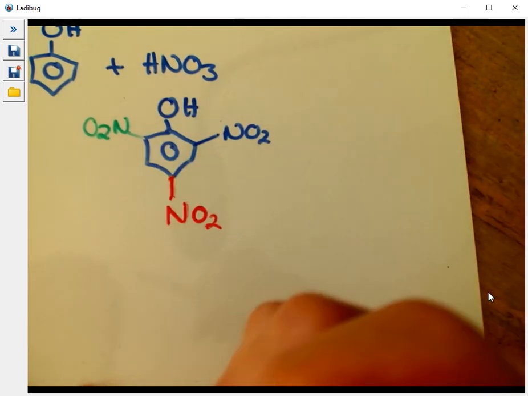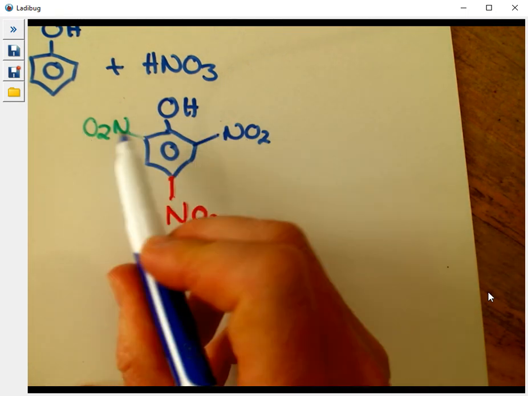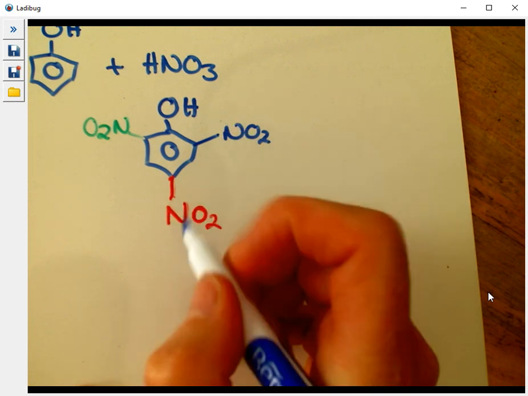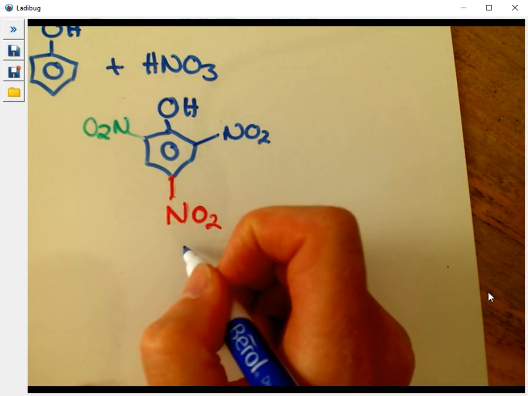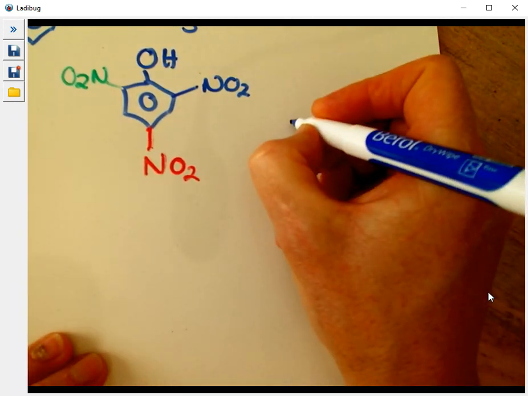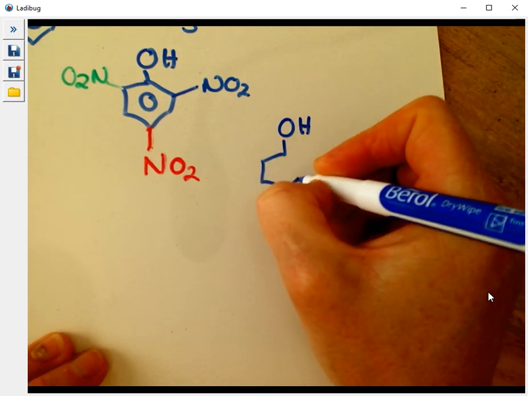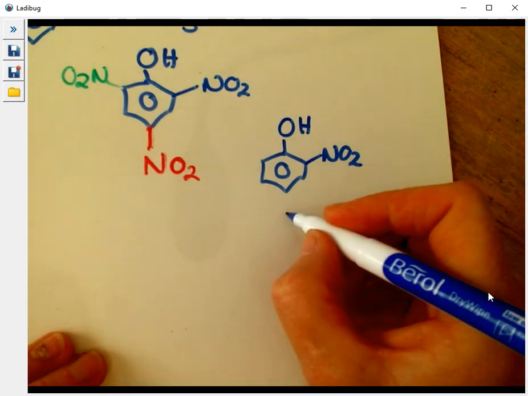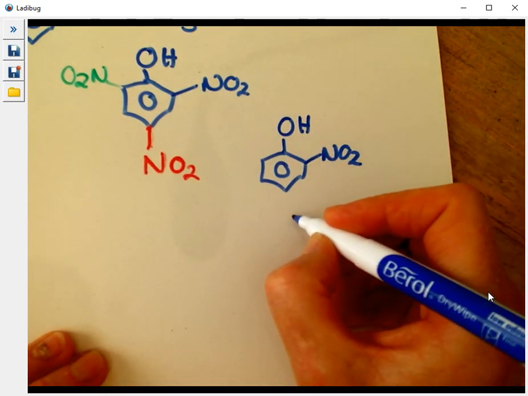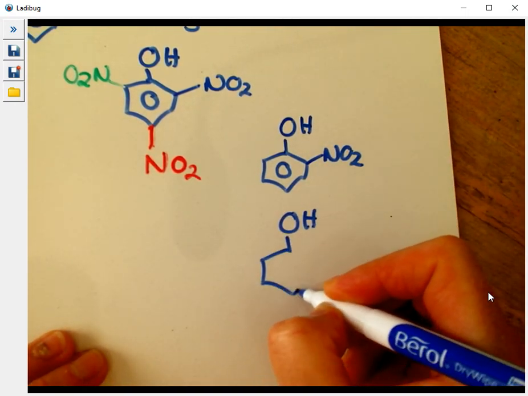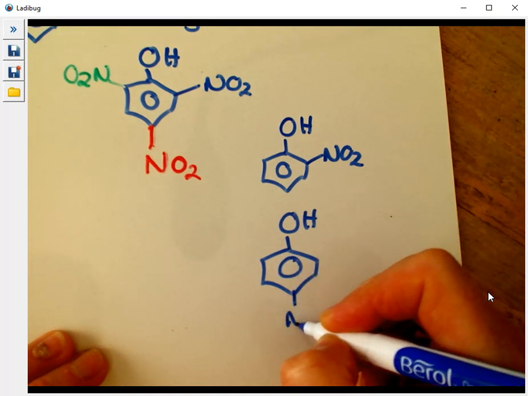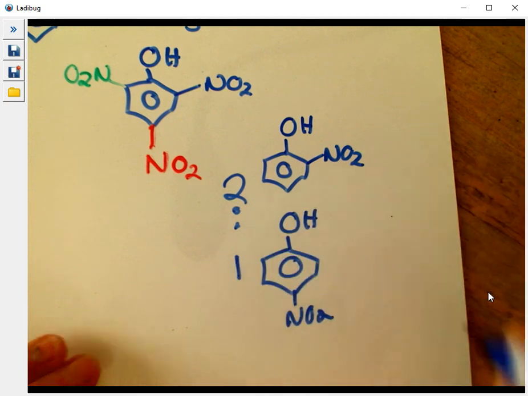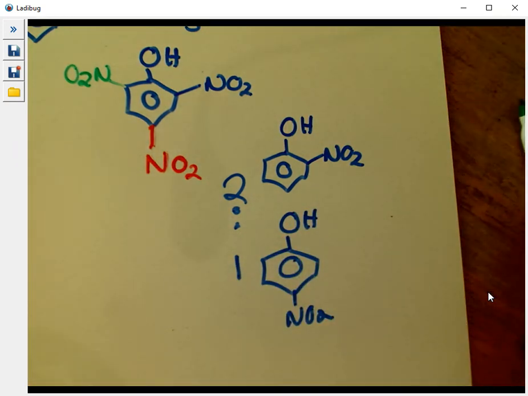But what you find is you get twice as much of the 2 position substitution, because there are 2 different ways of doing that, than you do for the 4 substitution. So you would expect your ratio of products in terms of proportions to be twice, for whatever amount of the 2 position, you'll have half as much of the 4 position. So the ratio would be 2 to 1 in terms of what we produce there.